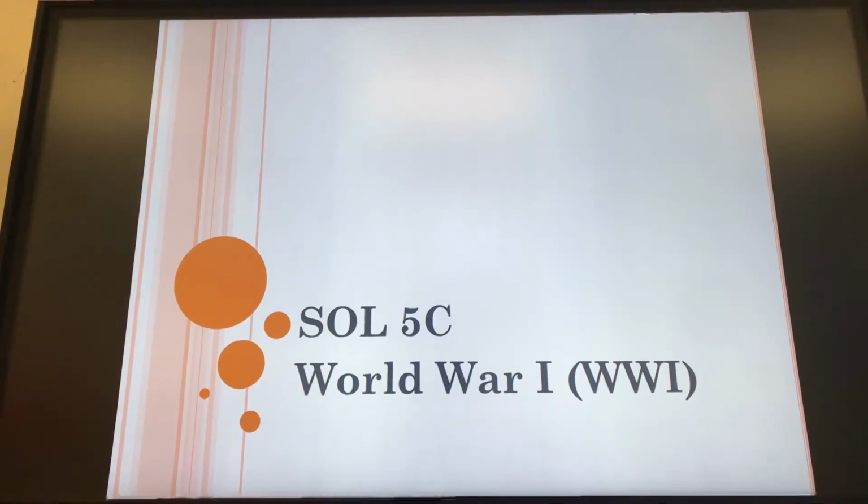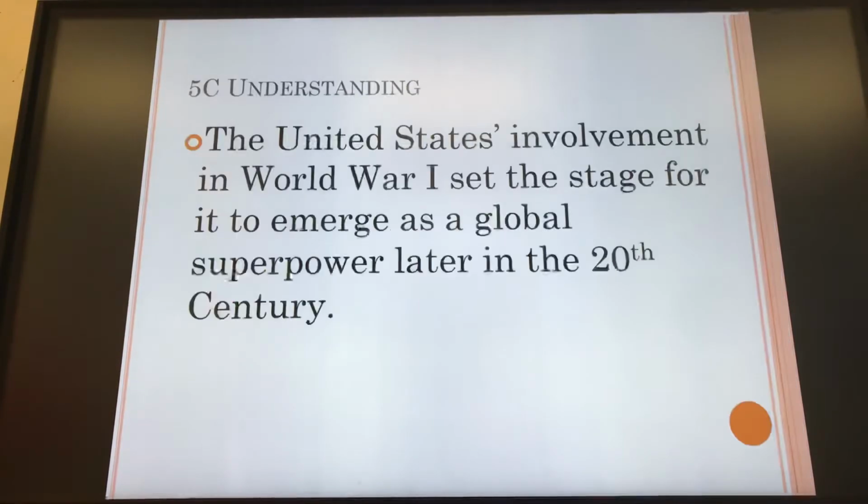All right, guys, today we're going to look at the notes here on SOL 5C. You will need to write all of these down, so I will try to make sure I give you guys enough time to write down each slide. So you will need a sheet of paper. Again, write down all the notes that go with these slides.